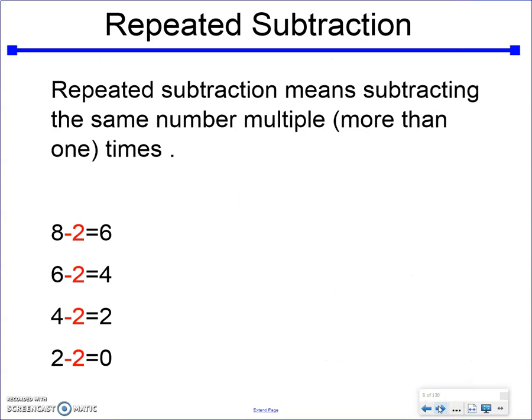So what is repeated subtraction? Well, repeated subtraction means subtracting the same number multiple, or more than one, times. Here you can see I took the number 8 and I subtracted 2 repeatedly. 8 minus 2 minus 2 minus 2 minus 2 equals 0. A faster way to solve a repeated subtraction problem is to divide.